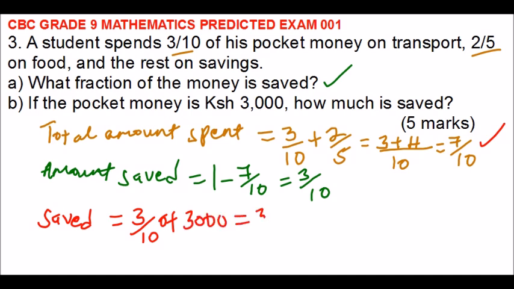So this is 3 over 10. You multiply by 3,000, and you can simplify here. Divide by 10, divide by 10, and you get 300 multiplied by 3 is 900. So that is the amount that was saved. And by doing that, then you get 5 marks in this question.